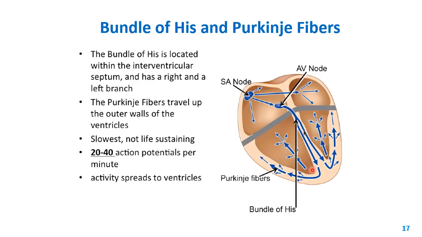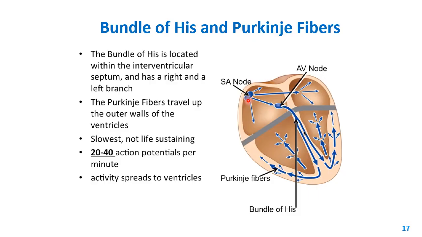Okay. These guys here, they can also depolarize on their own, but they are not really as important as the other pacemakers. They are faster. Okay, so you have fastest, kind of fast, and slow types of fibers that depolarize. So how often do they depolarize? You see here, 20 to 40 action potentials a minute.